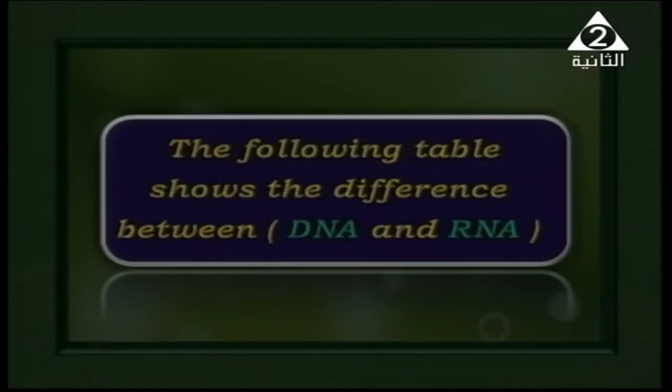Number 1, both are formed of macromolecules made up of nucleotide subunits. Number 2, they both have a pentose sugar that has 5 carbon atoms, a nitrogenous base, and a phosphate group. Number 3, in both, the phosphate group binds to the 3rd carbon atom of the previous nucleotide and forms the sugar phosphate backbone. These are the similarities between DNA and RNA. The following table shows the difference between DNA and RNA.